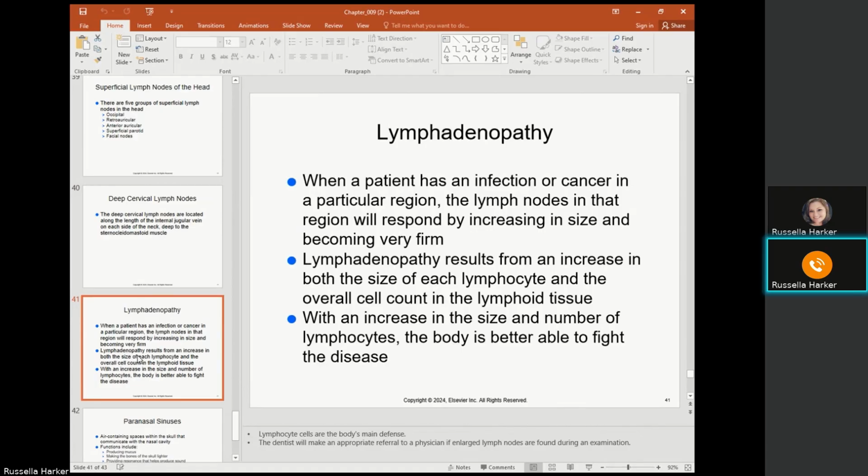Lymphadenopathy results from an increase in both the size of each lymphocyte and the overall cell count of the lymphoid tissue, like I was talking about earlier. With an increase in the size and number of lymphocytes, the body is better able to fight off the disease. So our body is increasing those lymphocytes to fight off all of that infection and try to heal ourselves. Our lymphocytes are the body's main defense. So if the dentist feels that it's appropriate, they will make a referral to a physician if enlarged lymph nodes are found during an examination.